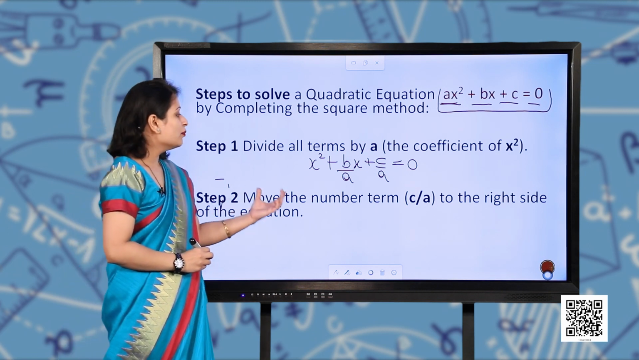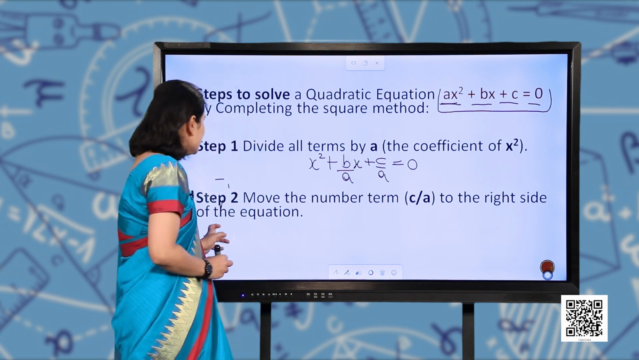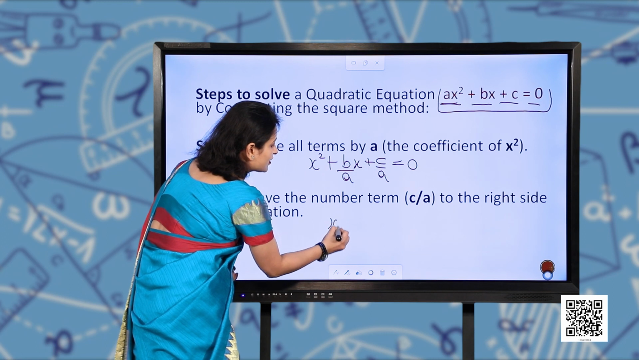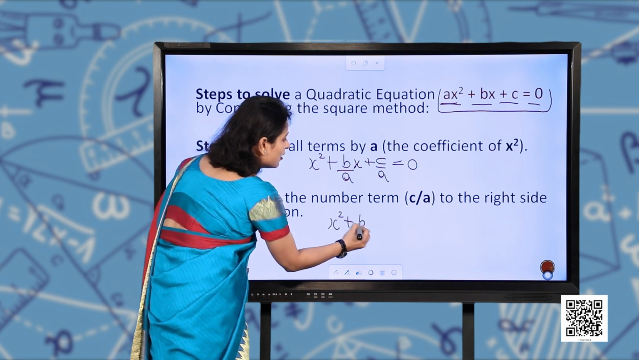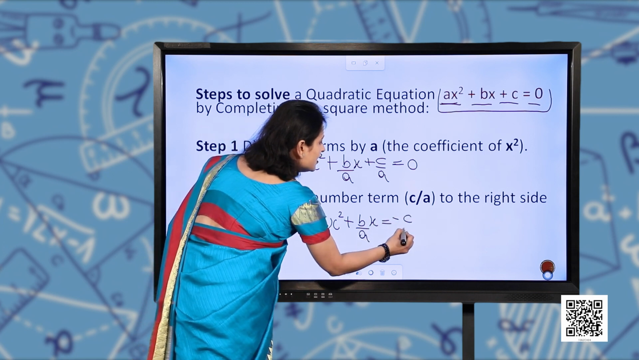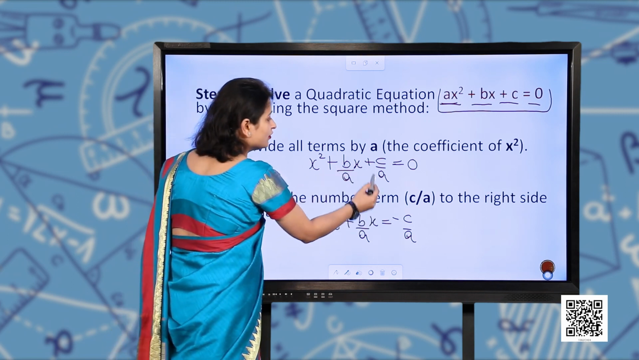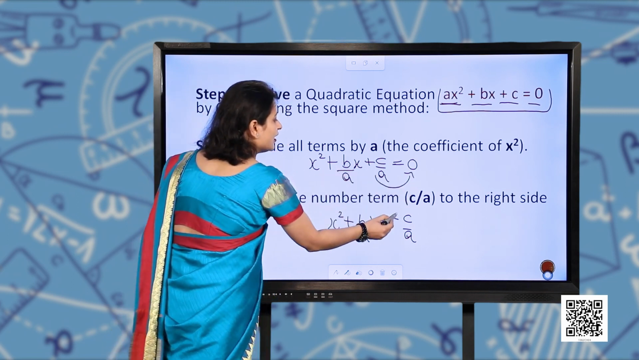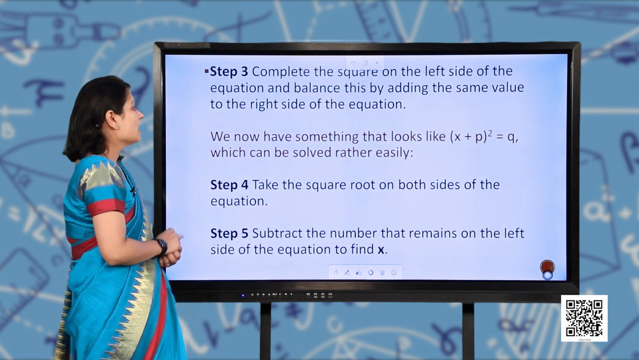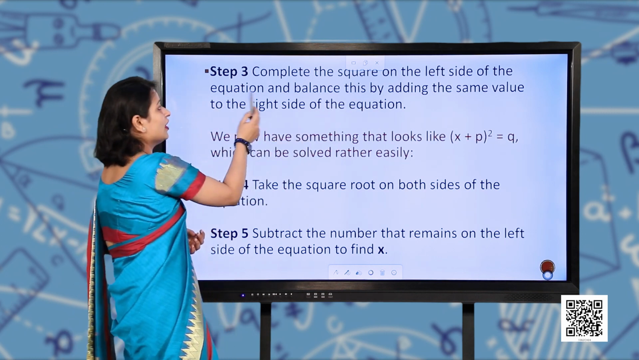Step 2, move the number term c by a to the right side of the equation. So what will we get? We get x square plus b by a x is equal to minus c by a. Since it is positive here, when we move this term to the right hand side, it will become negative.